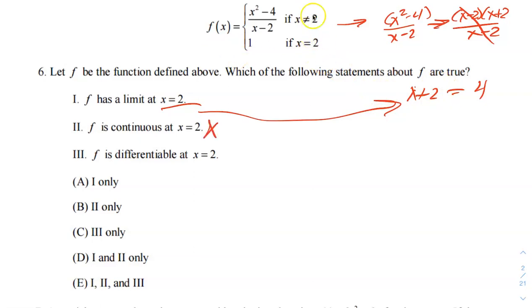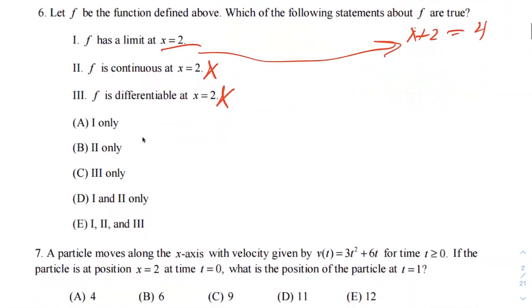Basically, if you plug this value into both, they're not going to match. This one you get no solution when you first try to plug it in, but then when you simplify it, you actually get 4. So not continuous. The 4 and 1 do not match. Is it differentiable? Well, to be differentiable, we've got to be continuous. So it's not. If it's not continuous, it's not differentiable. So it's only A.